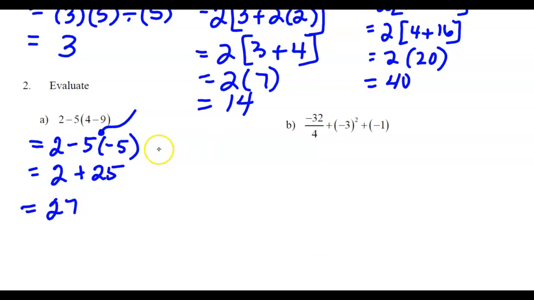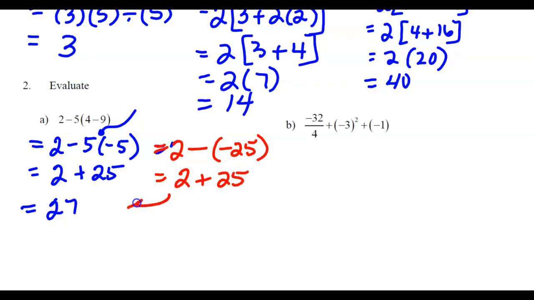If you wanted to think about it as, oops, just a sec, I'm going to change this to red, as 2 minus 5 times negative 5, that would be 2 minus negative 25, which we reviewed last week, is 2 plus 25, which is 27. Okay, so I tend to use the subtracting, the sign in front of the number, as the sign of the number. So then when I do that multiplication, or maybe it's division, then it ends up being whatever operation we need.